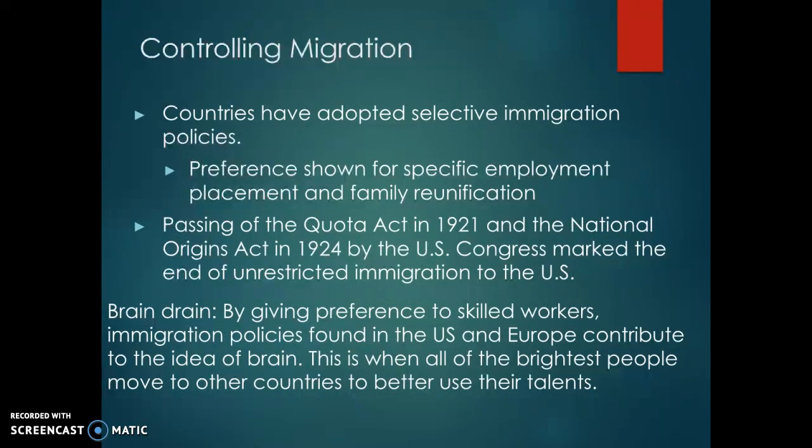Okay. Controlling migration. Countries have adopted selective immigration policies, and these show preference to specific employment placements and different job markets, and they show preference to people who are trying to reunify their family. So, in 1921, the Quota Act was passed, and in 1924, the National Origins Act is passed. These are going to restrict the flow of immigration into the United States.